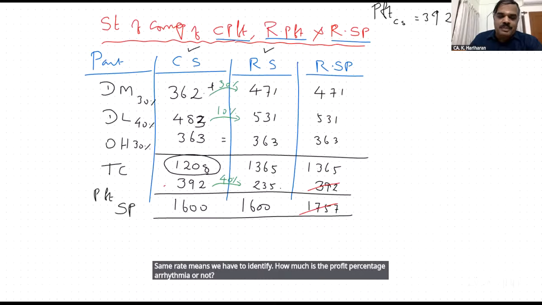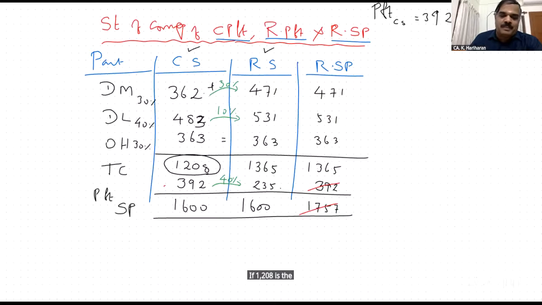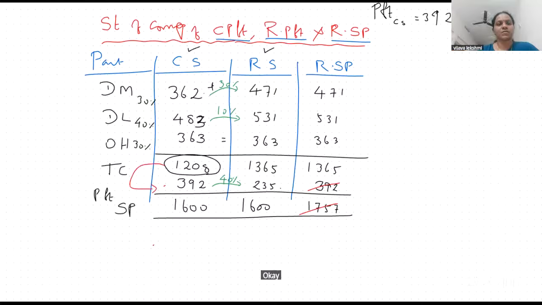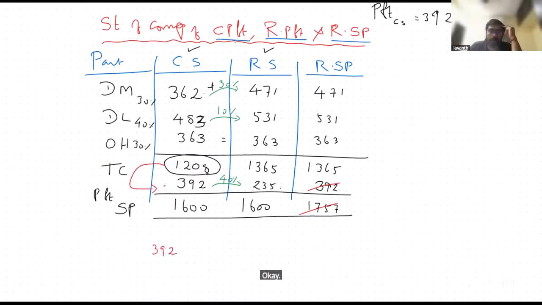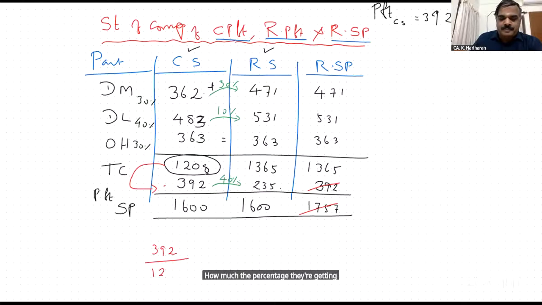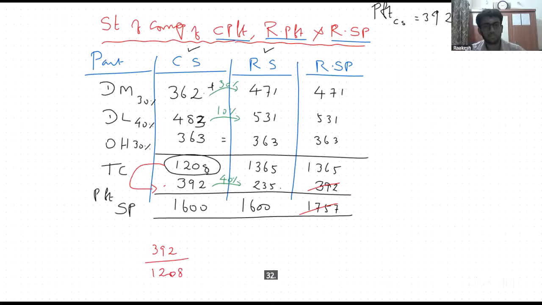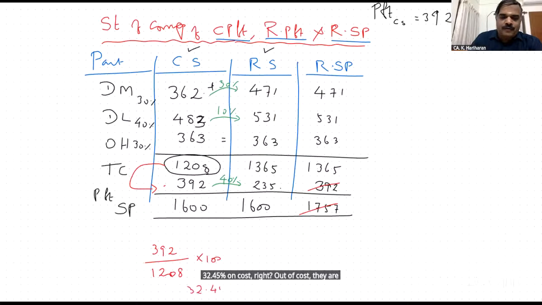If 1,208 is the cost, how much is the profit? 392. What is the percentage of profit? 392 out of the total cost 1,208 is 32.45% on cost. Out of cost, they are getting 32.45%. They need the same rate of profit. Am I right?